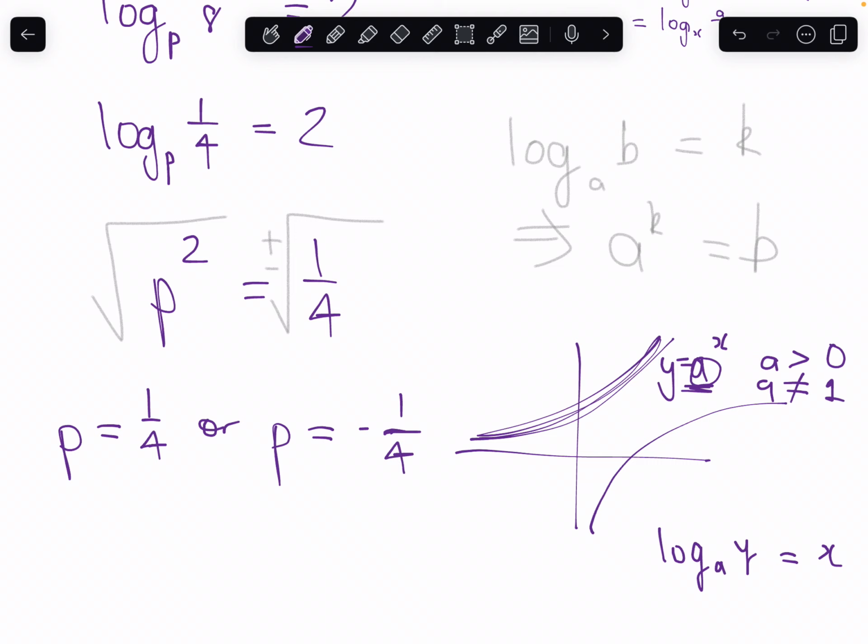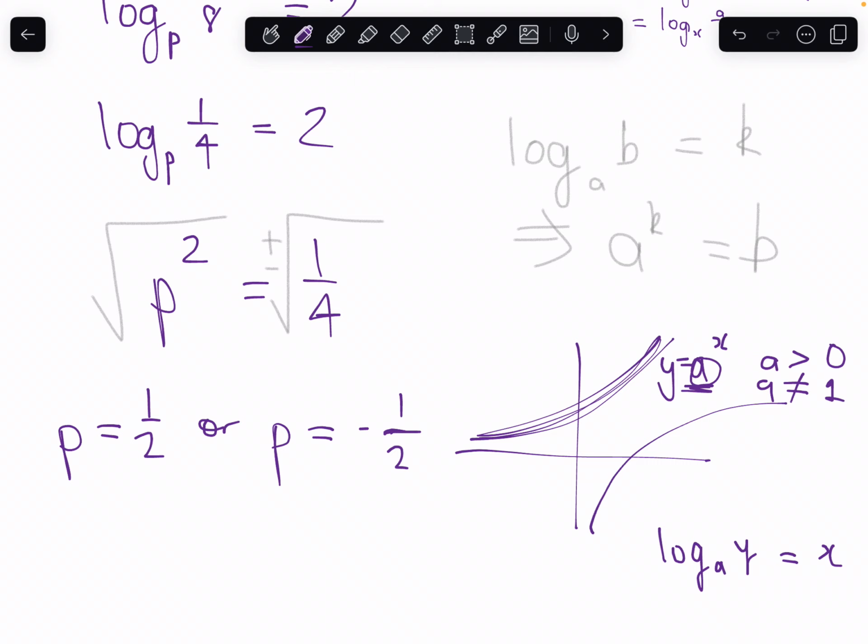Let's see what the memo says. Oh, and I've set up a quarter. It's a half, sorry. The square root of 4 is not 4, it is 2. The memo says only the positive one. It only looks at the positive root. Interesting. I guess maybe that's a definition of logs. P can only be positive.